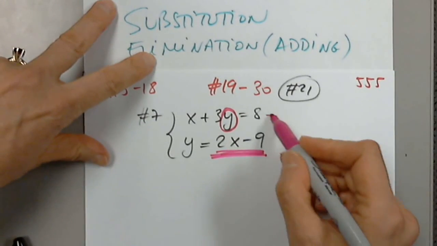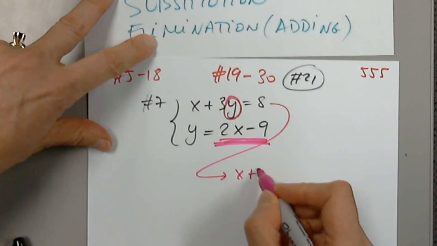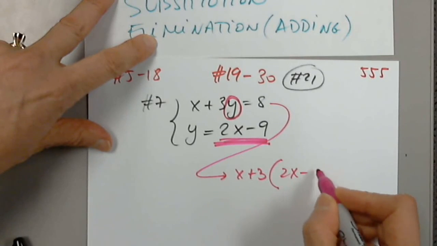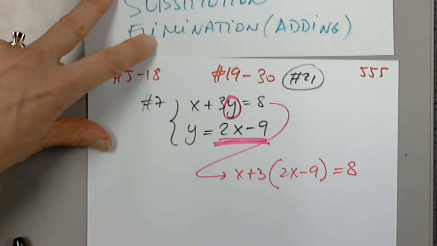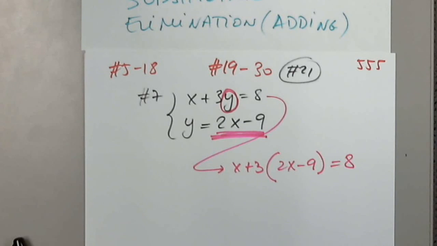So then the new equation becomes x plus 3 in parentheses 2x minus 9 equals 8. So we substituted y in the first equation by what it was equal to from the second one. So in the second one I see y is the same thing as 2x minus 9. So all I had to do is just replace y by 2x minus 9.